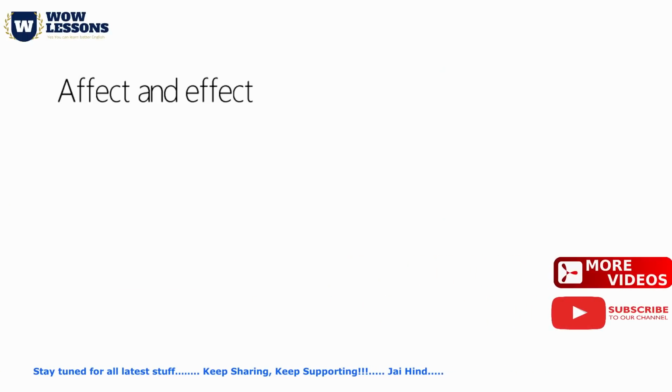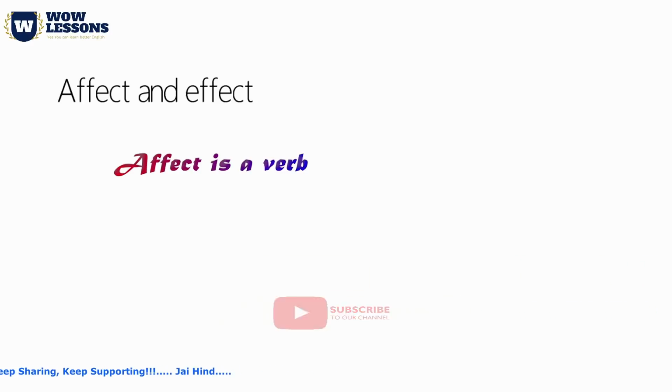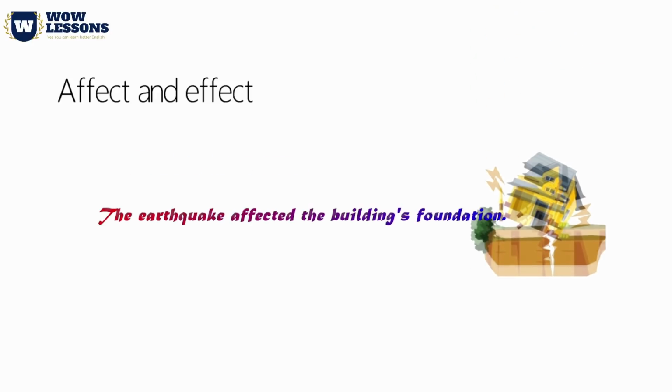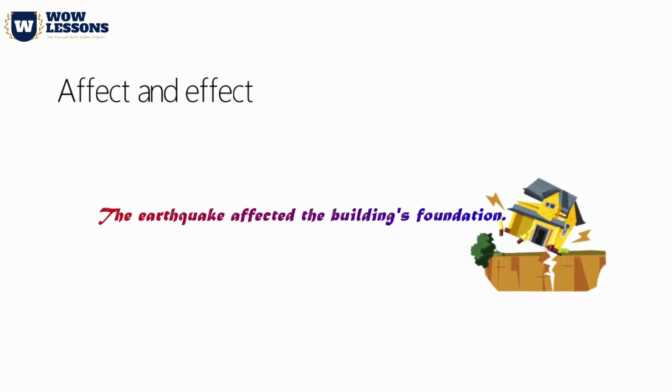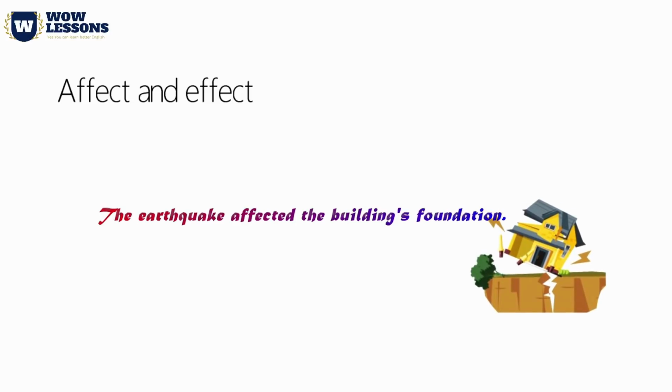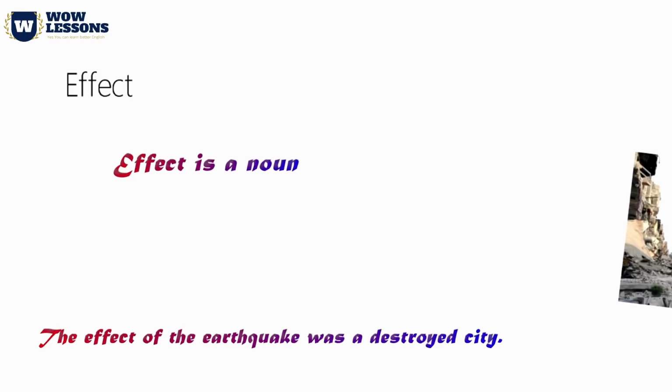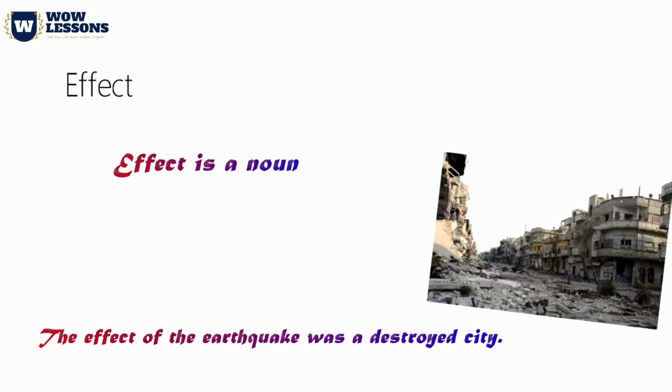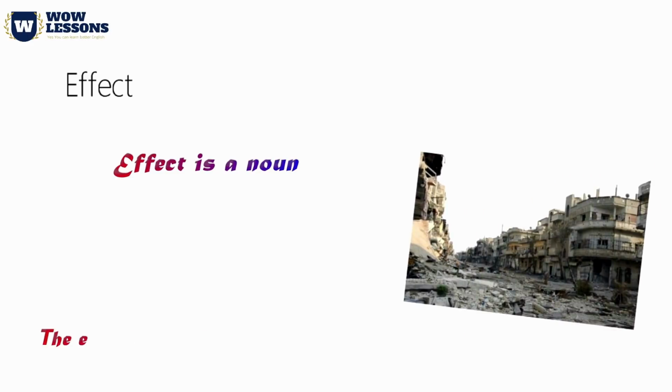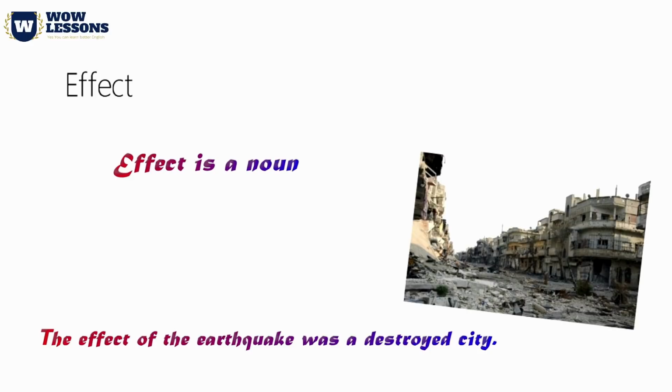Affect and effect. For this pair, remember that affect is a verb. We can use this word when we are explaining the action of having an impact. Like in this instance, the earthquake affected the building's foundation. On the other hand, effect is a noun, which means the result of. For example, the effect of the earthquake was a destroyed city. Be sure to check which meaning you intend to choose the correct word.